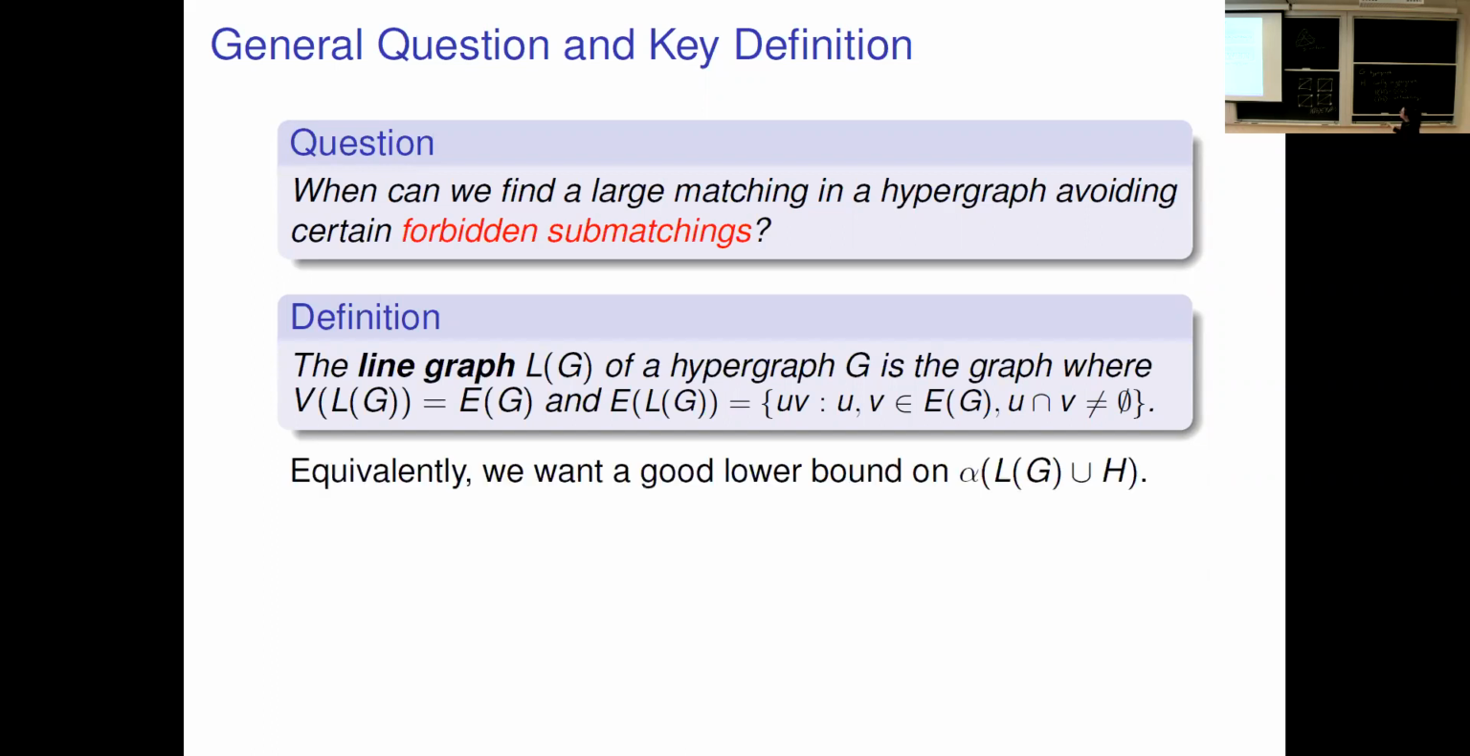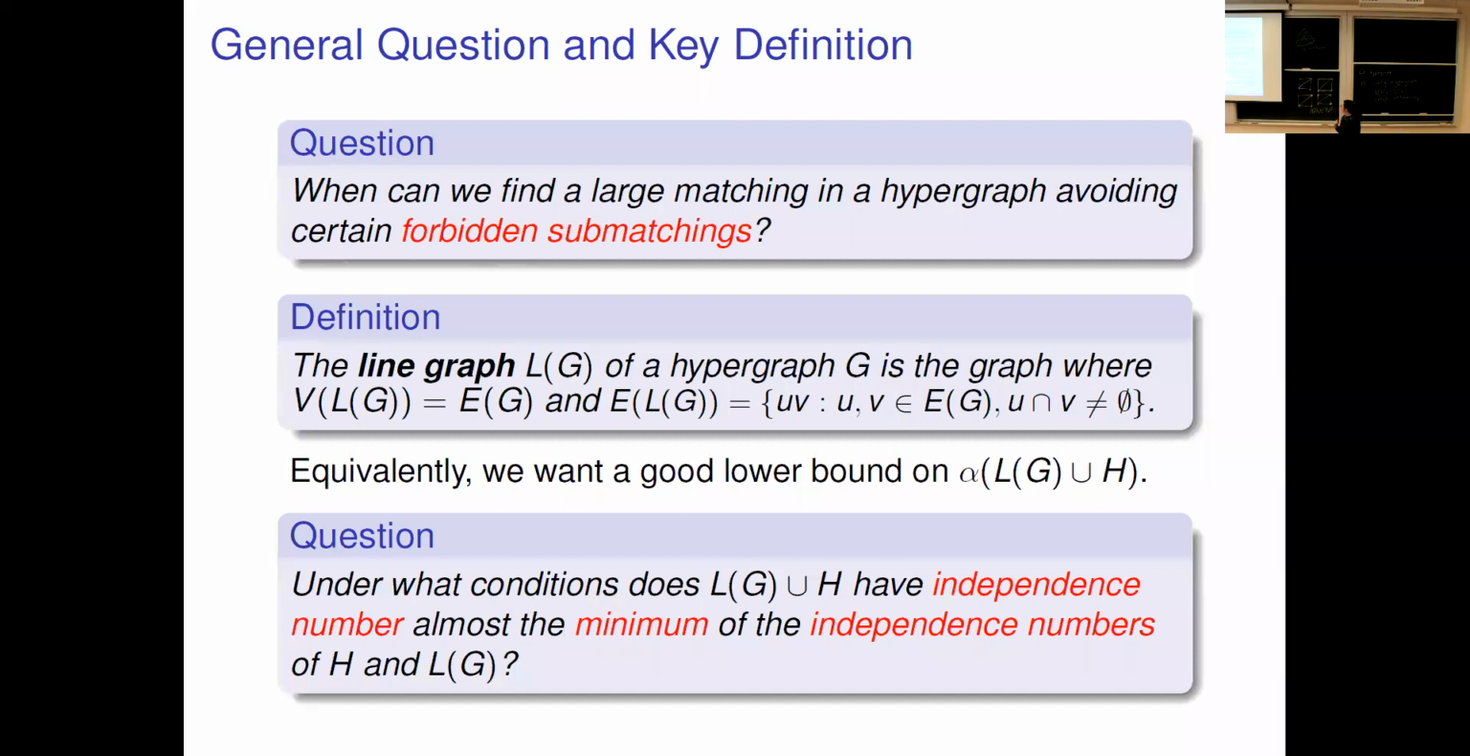So we are interested in finding large matchings in a hypergraph G. But we're really interested in finding bounds on the independence number of L of G union this configuration hypergraph. So more concretely, what restrictions would we need to put on G and H so that the independence number of this has almost the minimum of the independence numbers of the two things? The independence number is the size of a maximum independence set.